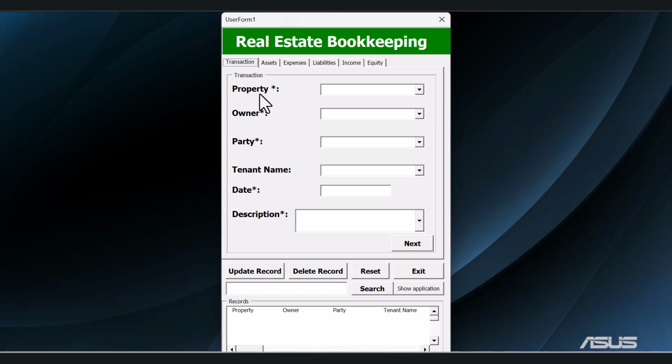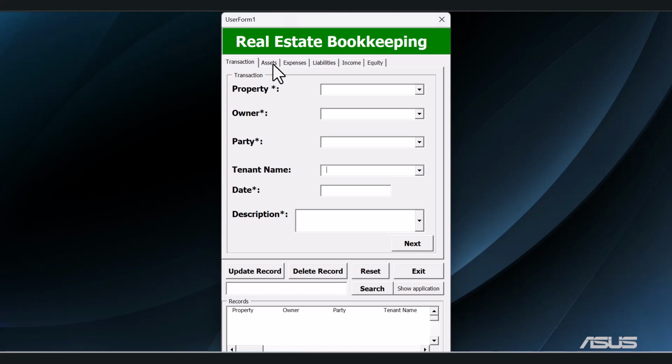And it captures the biographical information for each real estate transaction. Things like the property, and I've listed a few of them here, the owner of the property, the party with whom the transaction took place, and of course, if we are talking about real estate, typically the tenant is involved in some way, and so we've simplified that here by having a tenant pull-down list, the date of the transaction, and the description of that transaction. So this is the biographical information of the transaction.